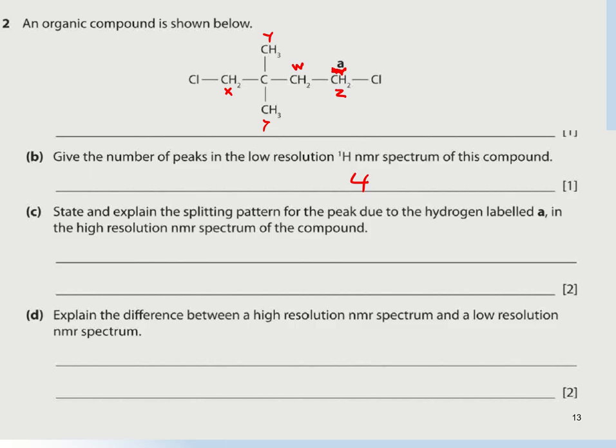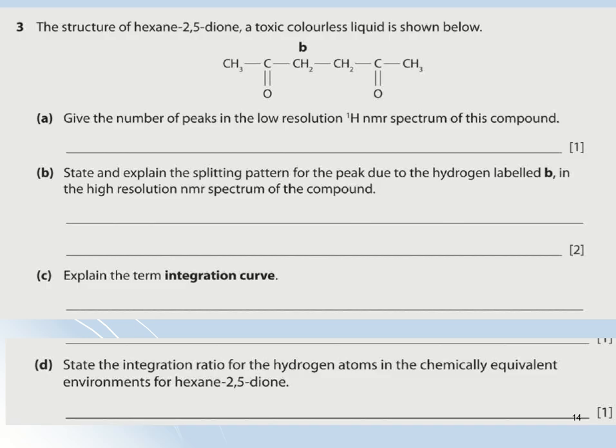It asks you about the spin-spin splitting then of A. Well, there are no carbons on this side, and there is one carbon on this side which has 2 hydrogens on it, so that will split to a triplet. Explain the difference between high and low resolution NMR. Well, very simply, high resolution gives you spin-spin splitting patterns, which allows you to work out how many hydrogens are on the adjacent atom in a molecule.